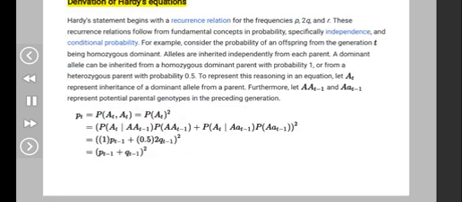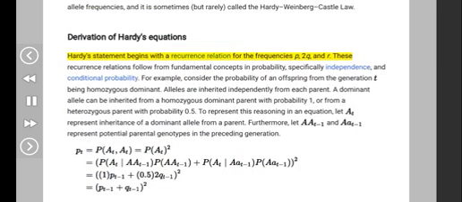Derivation of Hardy's equations. Hardy's statement begins with a recurrence relation for the frequencies P, 2Q, and R. These recurrence relations follow from fundamental concepts in probability, specifically independence and conditional probability. For example, consider the probability of an offspring from the generation being homozygous dominant. Alleles are inherited independently from each parent.